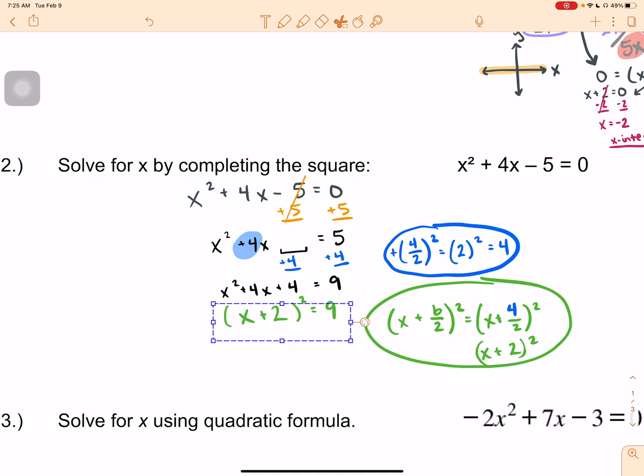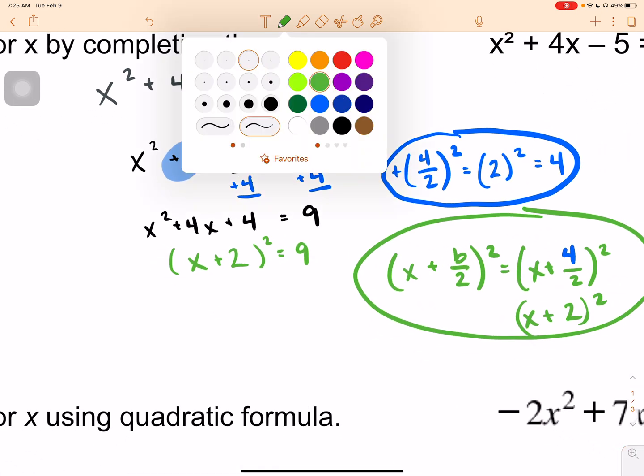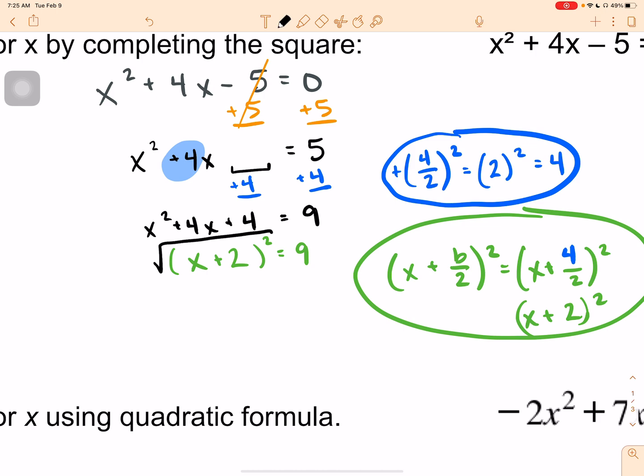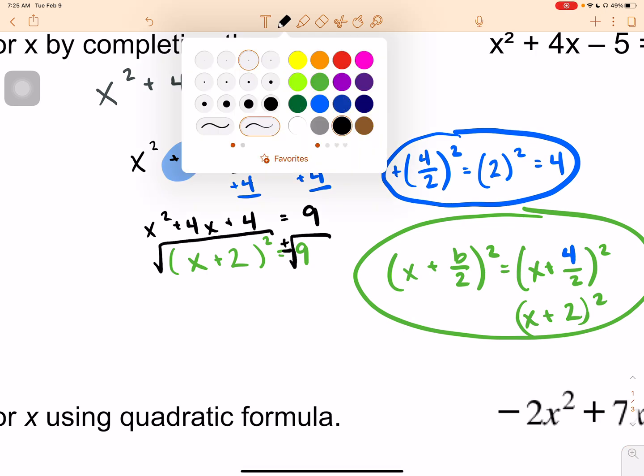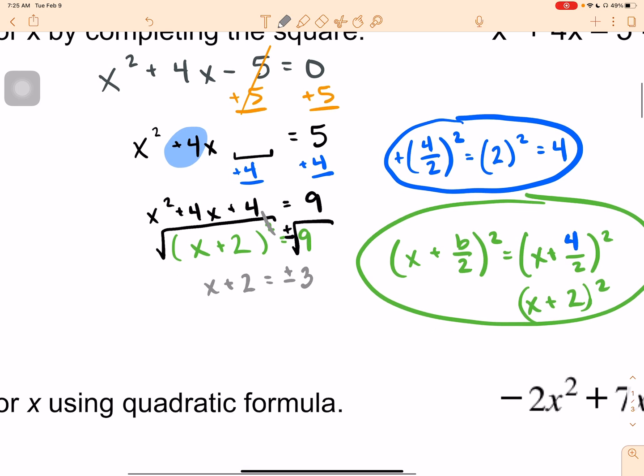So now what we have to do is solve for x. Okay, this one, since we have the perfect square here, we can just take the square root of both sides. So if I take the square root of this side and this side, this one has to be plus or minus because we're solving for the x. So we're going to be left with x plus 2 equals plus or minus the square root of 9. Well, wait, what is the square root of 9? It's 3. Okay, that is a perfect square, so it's 3.